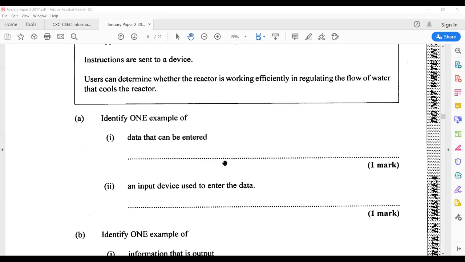Okay, and what is an input device used to enter this data? Device can use to put this data into the system. What device is used to record temperature? A thermometer, sir. Yeah, so you use a thermometer. Right, so one answer could be a thermometer. That's if it's automatically being read in. You could also use a keyboard or touchpad to enter the temperature manually. All right, so any of those would have been correct.